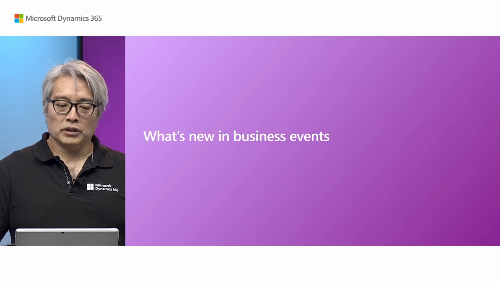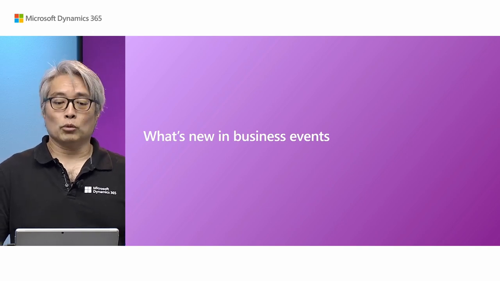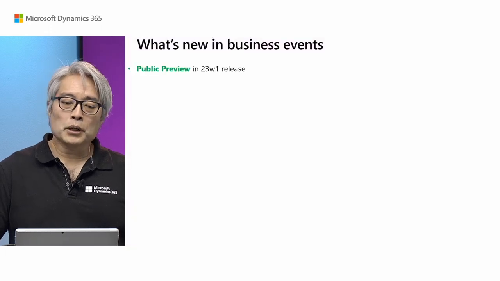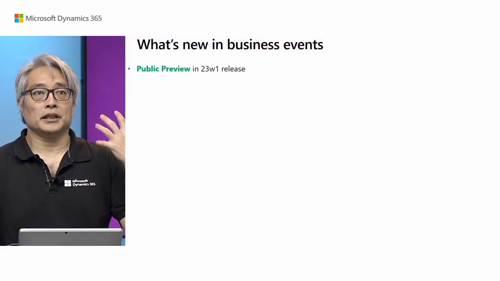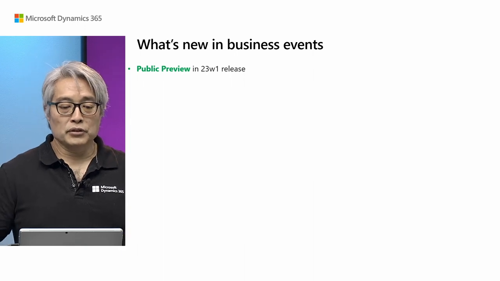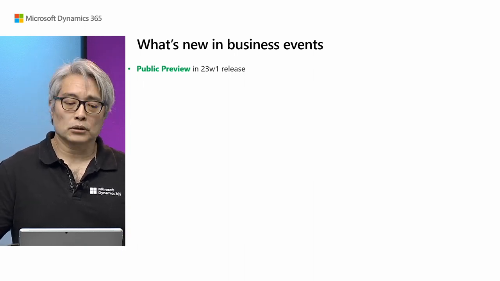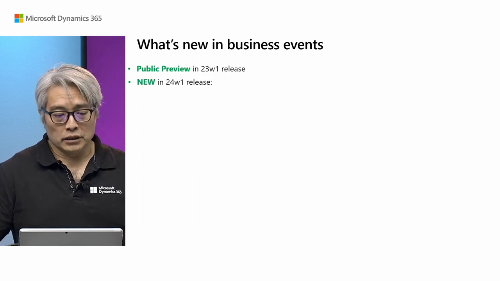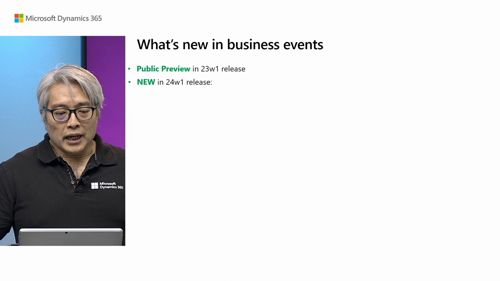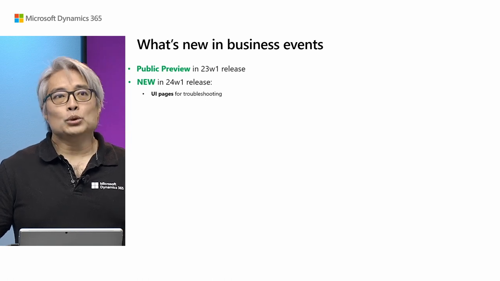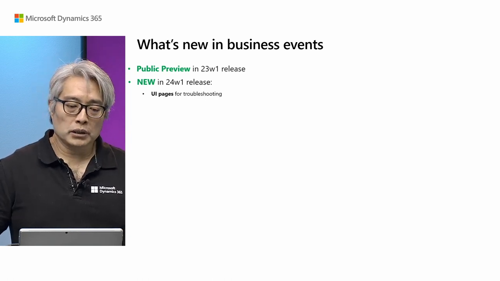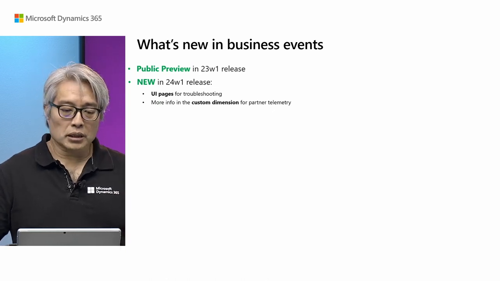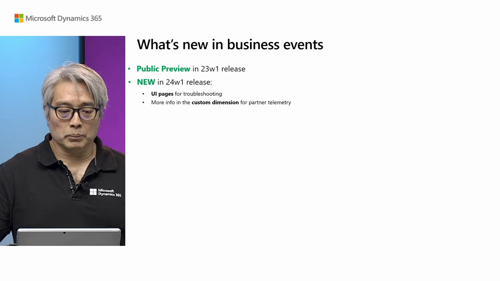Now, in this part of the presentation, I would like to talk about what's new in Business Event. If you remember, Business Event was released in public preview about 2 releases ago, in the 23 Wave 1 release. What's new in this 24 Wave 1 release is a new UI page for troubleshooting business events, and we also add more information in the custom dimension for partner telemetry.